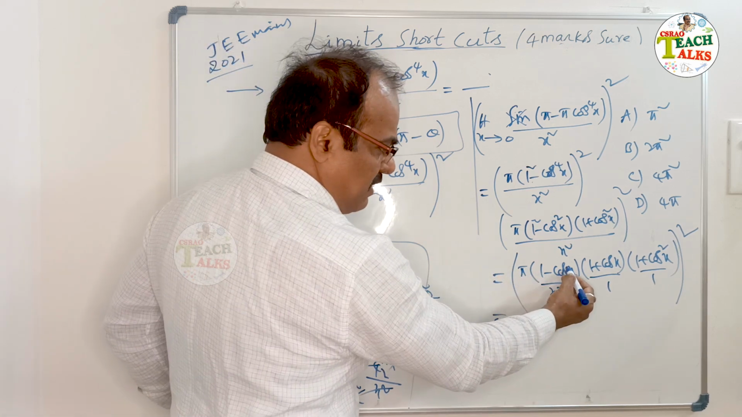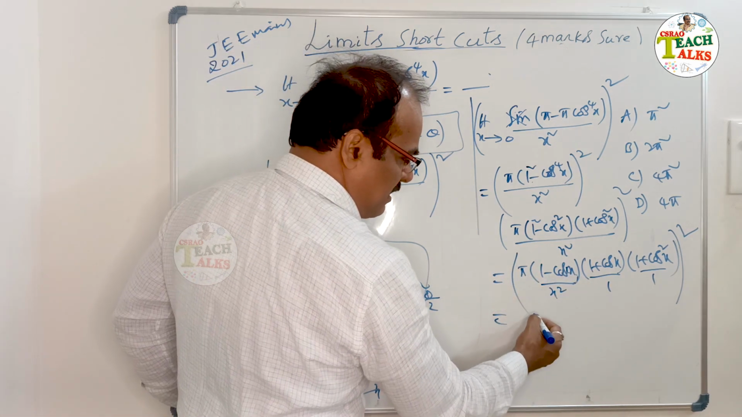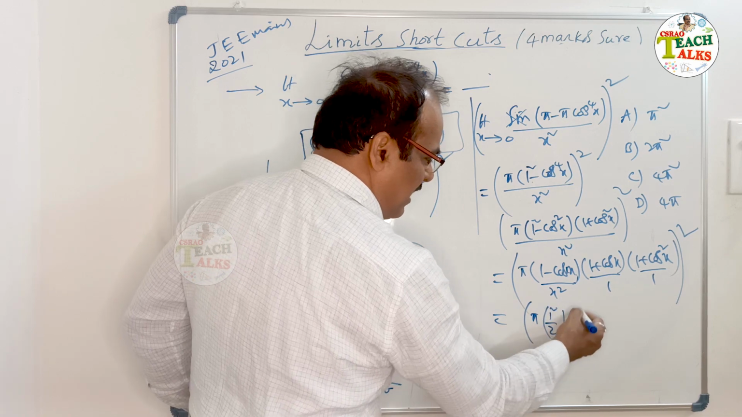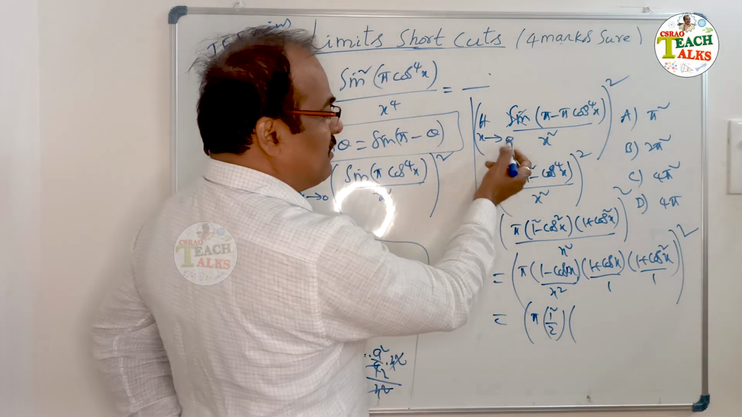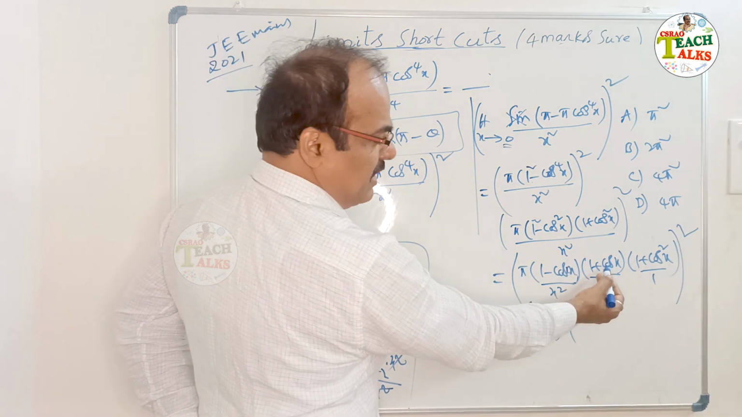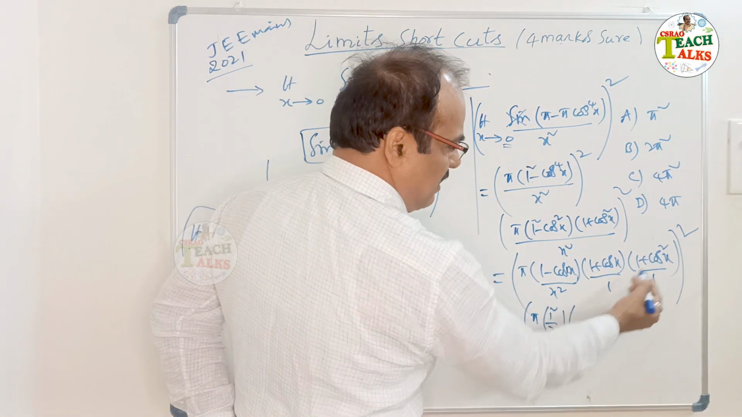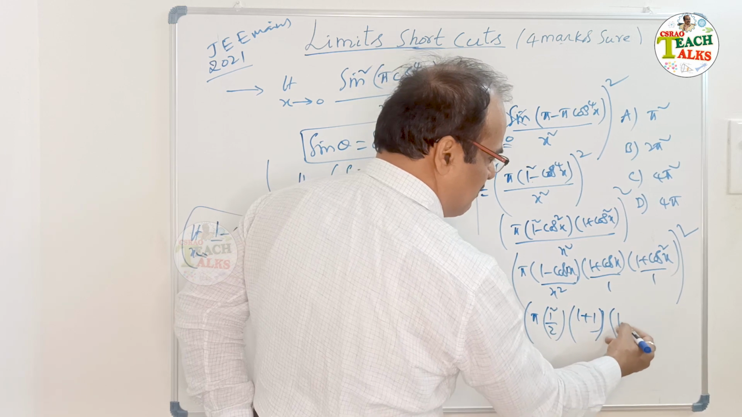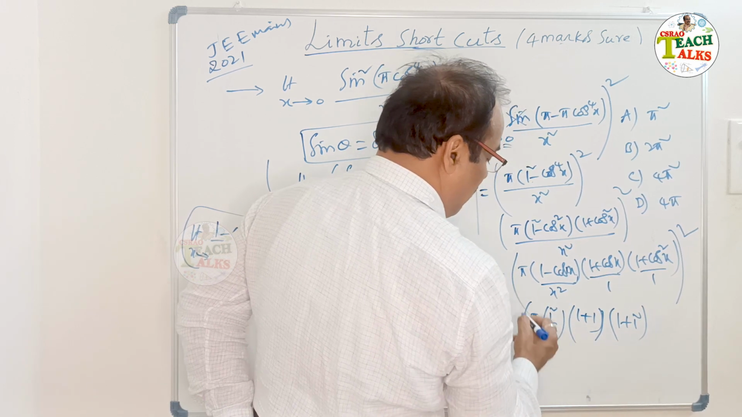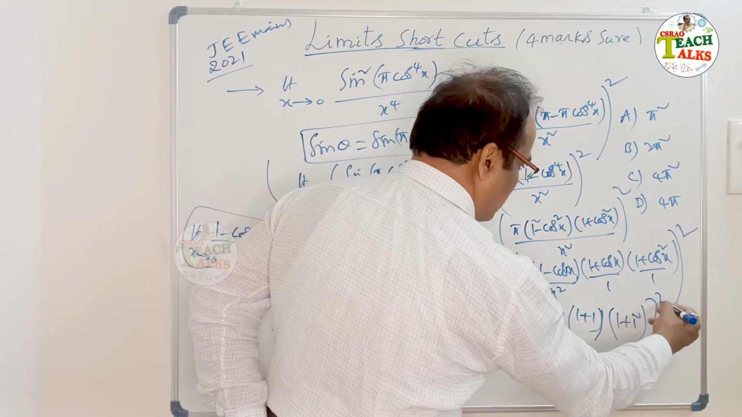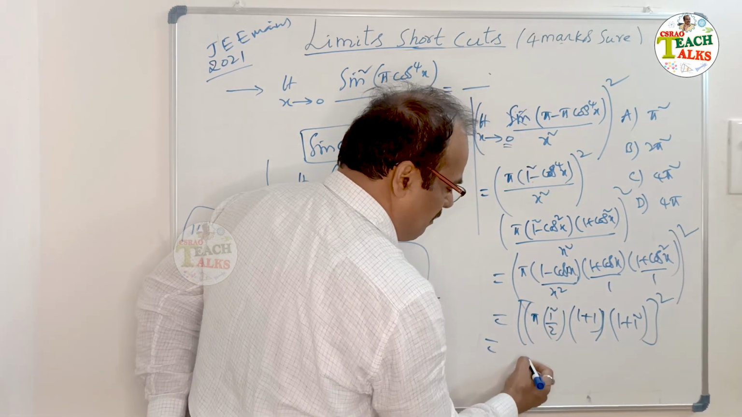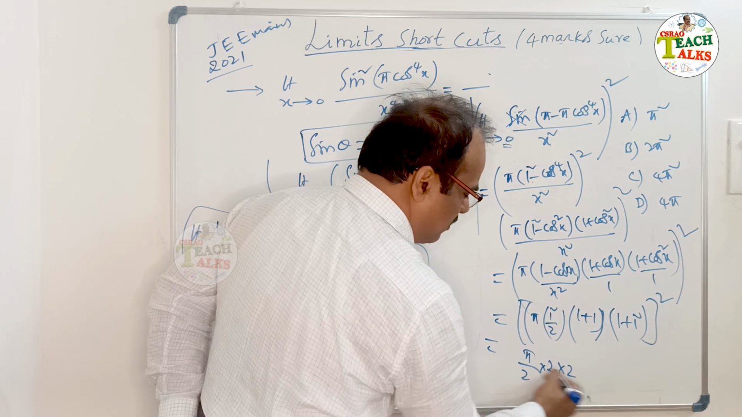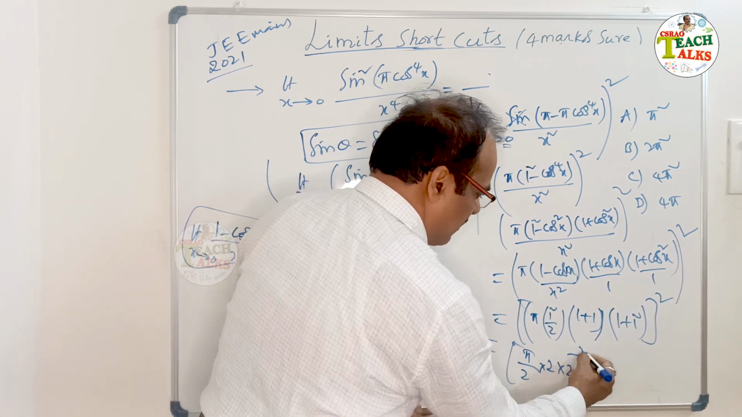It is always the x coefficient square by 2. Here the x coefficient is what? 1. It is 1 square by 2. Pi into 1 square by 2. And since the limit extends to 0, 0 is substituted. Cos 0 is 1, here also cos 0 is 1, meaning 1 plus 1, and this one also 1 plus 1 square, and the whole square is there. And pi by 2 into 2 into 2, whole square is there.